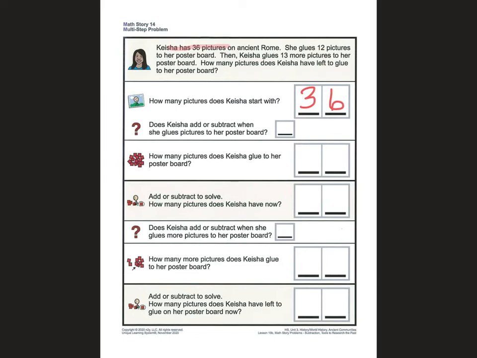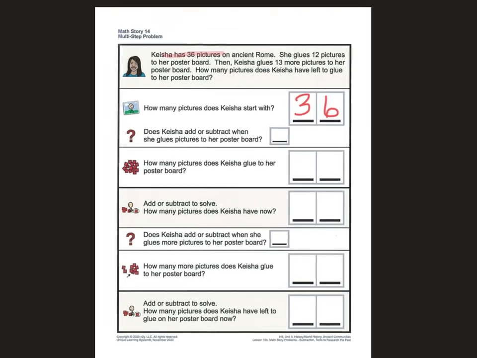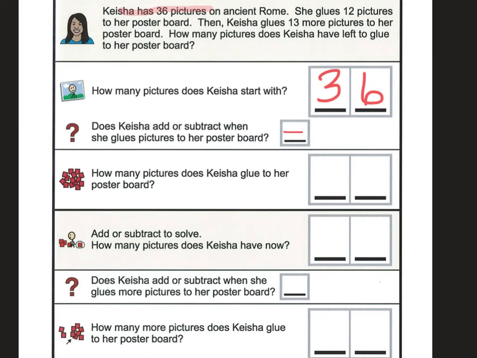Does Keisha add or subtract when she glues pictures to her poster board? When she takes her pictures and puts them on the poster board, she is subtracting them from her total. How many pictures does Keisha glue to her poster board first? She glues 12 pictures to her poster board. So now we're going to solve. 6 minus 2 is 4. 3 minus 1 is 2.